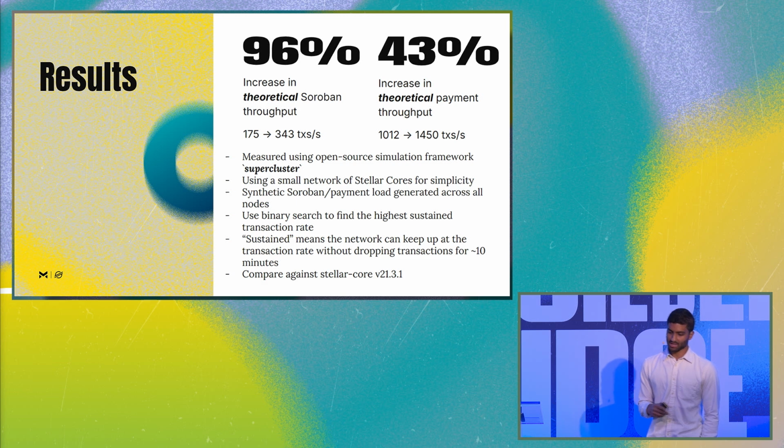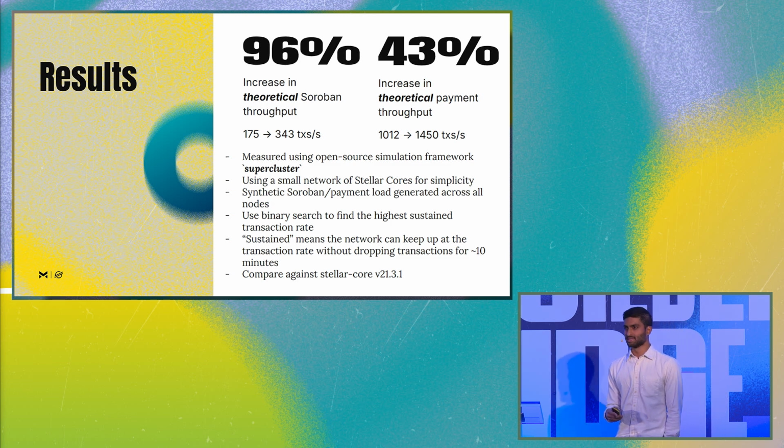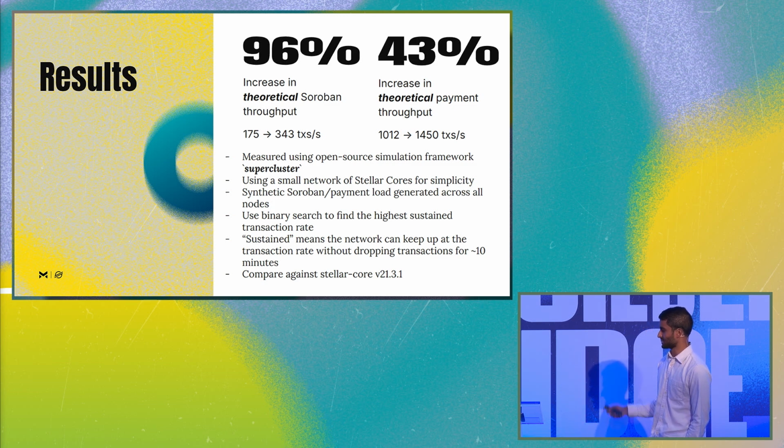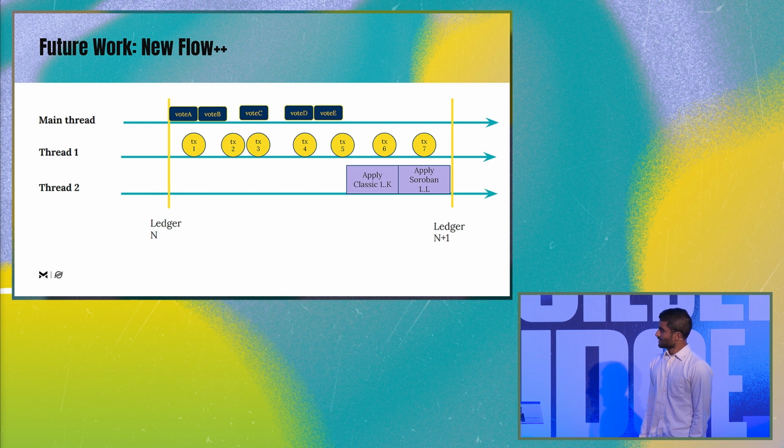We used a binary search to find the high sustained transaction rate, and sustained here means that the network can keep up at the transaction rate without dropping transactions for 10 minutes. And we compared the prototype against a previously released core build, specifically 21.3.1.